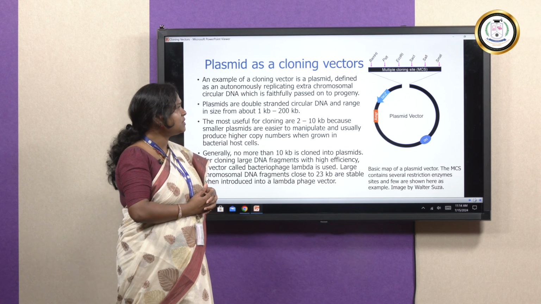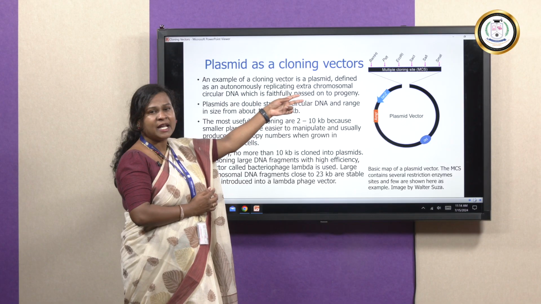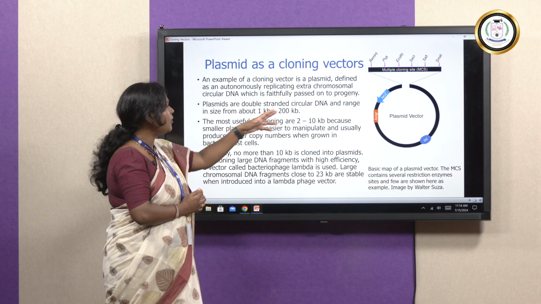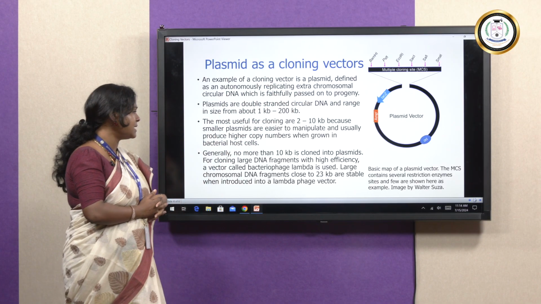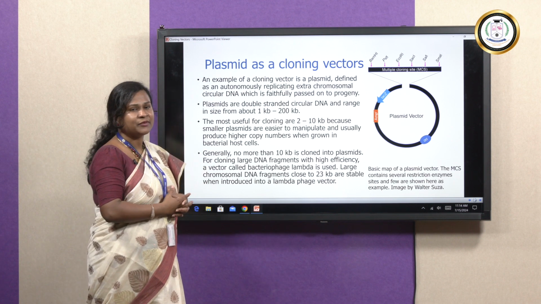In the example that I've given, you can see there are different nucleases mentioned. There are different cloning sites like EcoRI and SmaI, BamHI. All these multiple cloning sites are present, which can be used very effectively to incorporate the gene of interest.